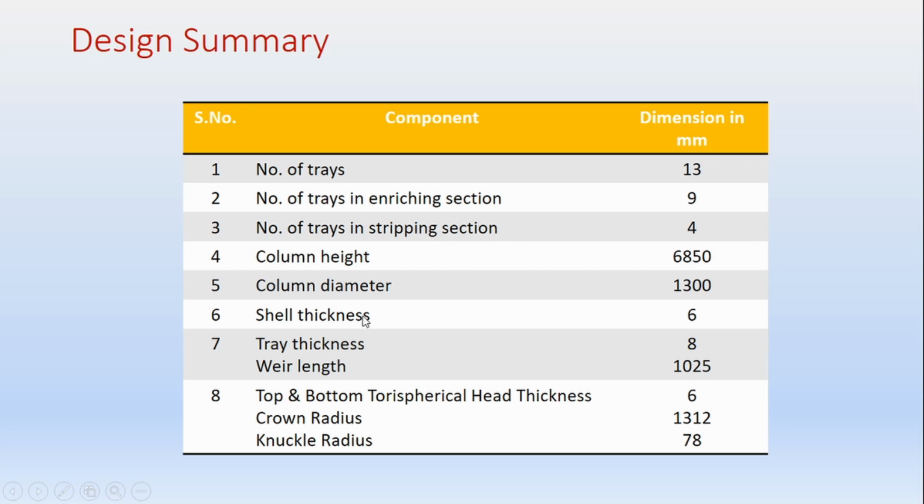1300 mm, shell thickness is 6 mm, tray thickness is 8 mm, the length of the weir is 1025 mm, top and bottom heads are torispherical and their thickness is 6 mm, crown radius was 1312 mm, the knuckle radius was 78 mm.